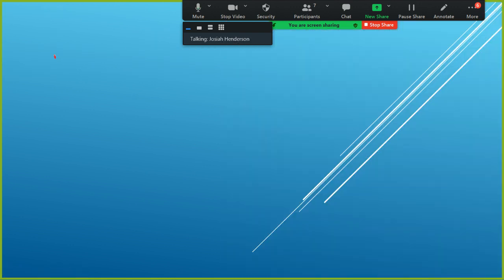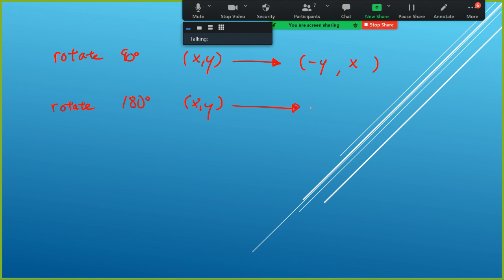So here we go. Just to summarize it like we kind of did yesterday. So rotate 90 degrees. And we're assuming that means counterclockwise around the origin. The rule is all XYs become negative YX. Rotate 180 degrees. All XYs become negative X, negative Y.